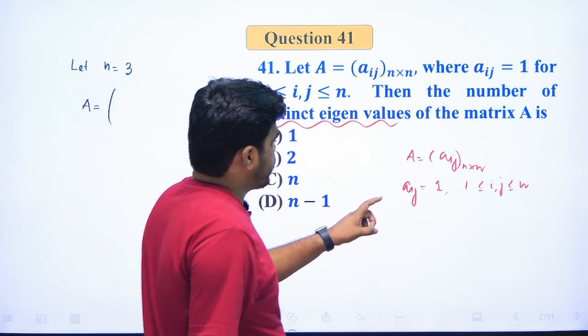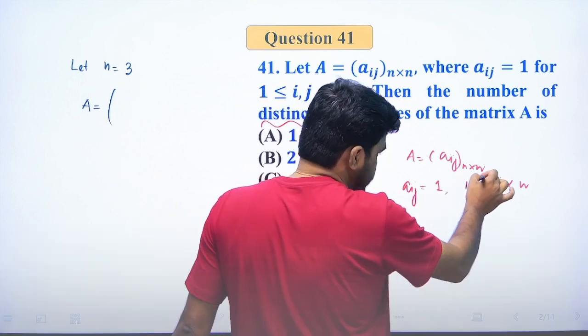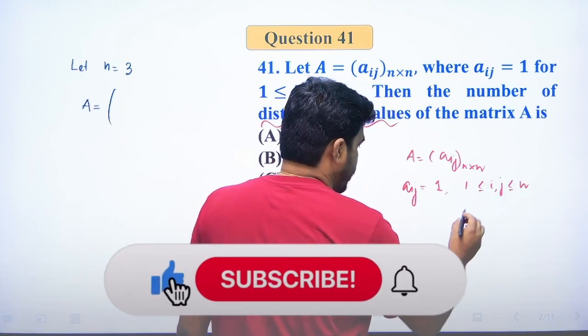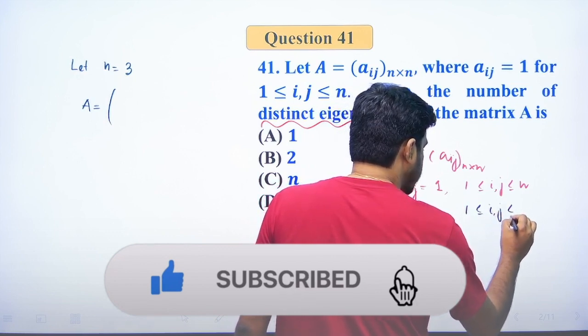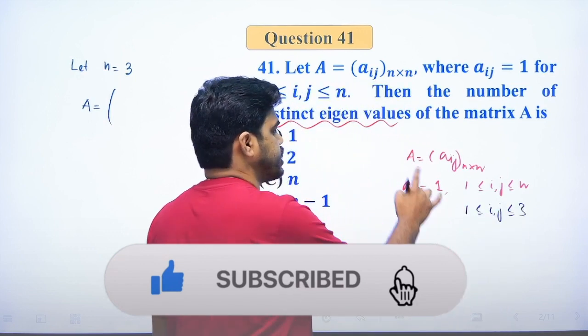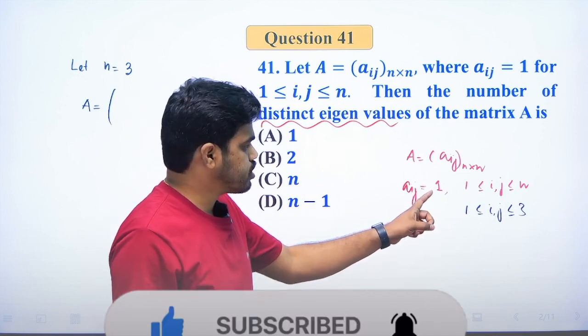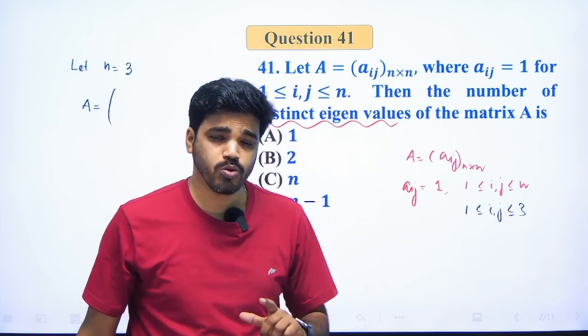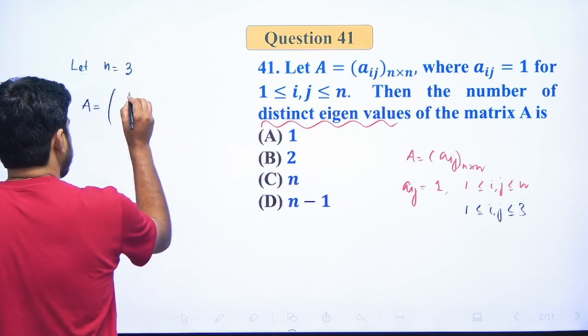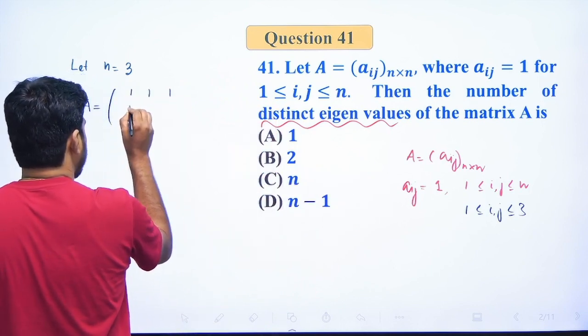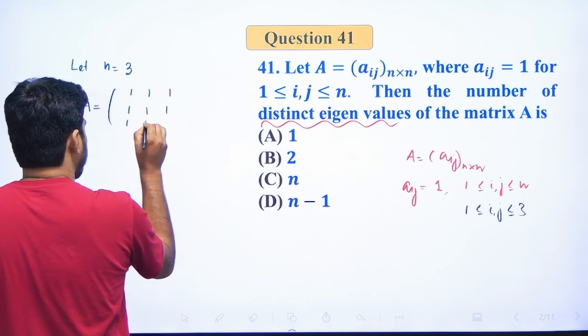So what do we get? Aij is equal to 1 for 1 less than equal to i, comma j, less than equal to 3. Right? That is a11 is equal to 1, a12 is equal to 1. That means matrix এর সমস্ত এলিমেন্ট গুলো কি হবে? 1 হবে. That is all elements of the matrix A are 1. So that is 1 1 1, 1 1 1, 1 1 1.